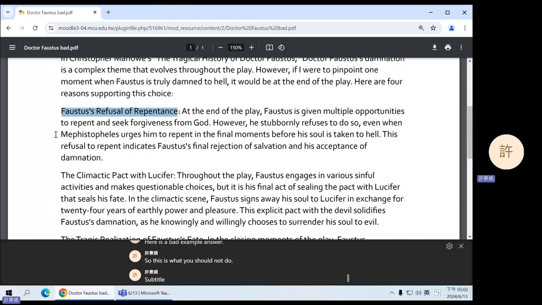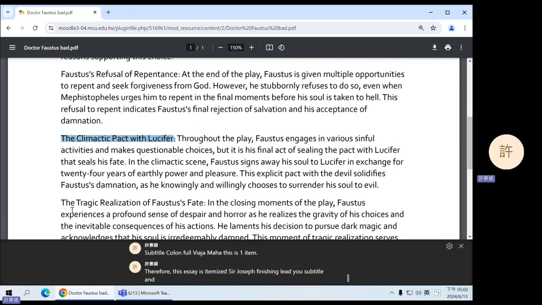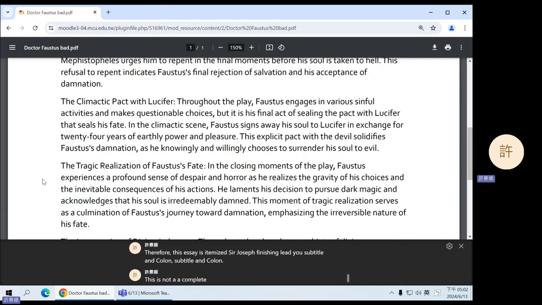Subtitle, colon, 副标加冒号. This is one item. Therefore, this essay is itemized. 这就是分项列举. Subtitle and colon, subtitle and colon. This is not a complete essay. This is a list of ideas. It is not an essay.